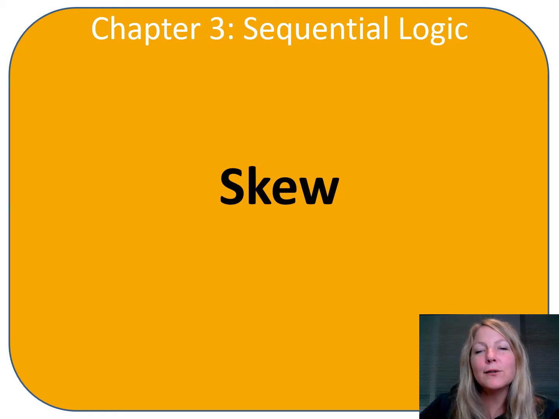Now let's talk about skew. Skew is when two sets of registers receive a clock that's slightly different. The edge is slightly different. The frequency is the same, but the edge does not coincide.